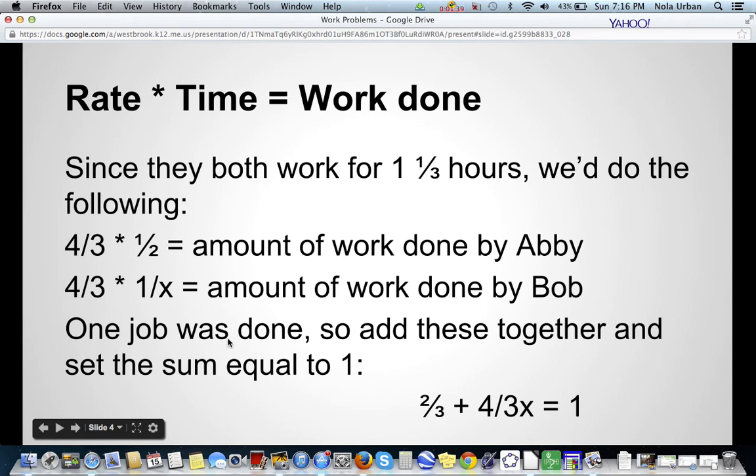And since one job was done, we add these together and get the sum of 2/3, because when I simplified 4/3 times 1/2, the 4 is going to cancel with the 2, or you'd end up with 4/6, which reduces to 2/3. And then you multiply this across, you get 4/3x. So 2/3 plus 4/3x equals 1 is now the equation that we have to solve.